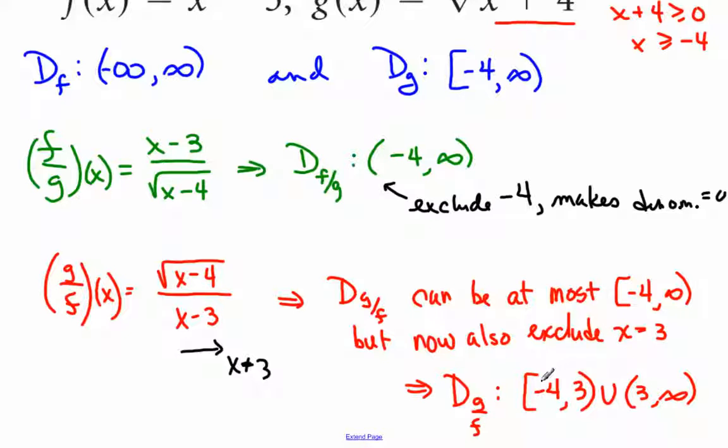All right, so how would you do that? You go from negative 4, and you can include it this time, up to the 3, but not including it, union from the 3, again, not including it, up to positive infinity.